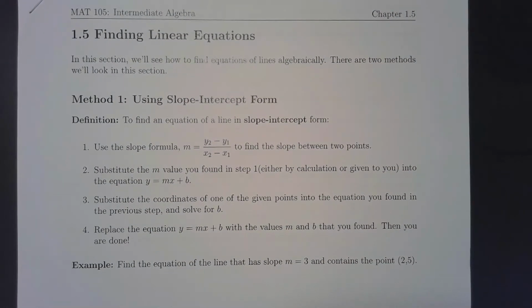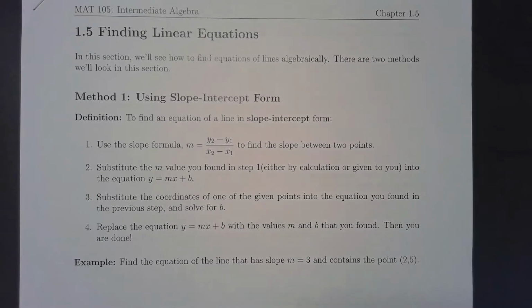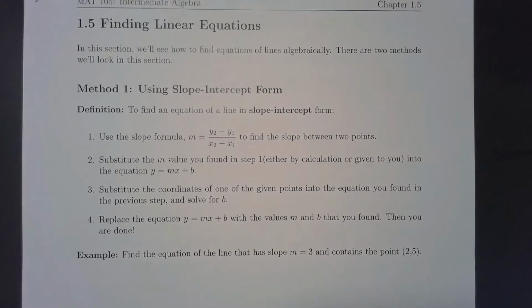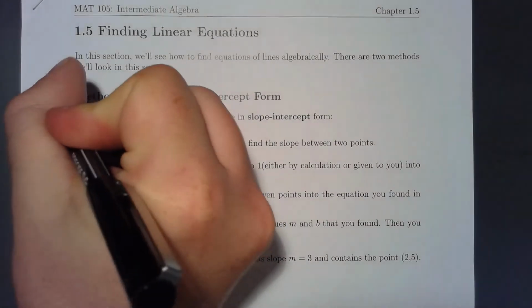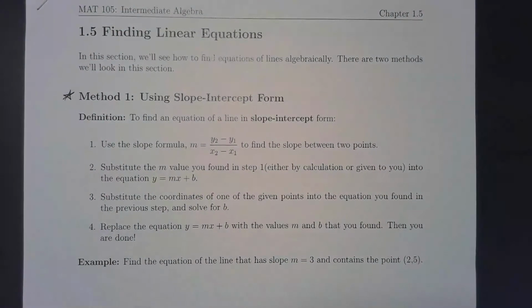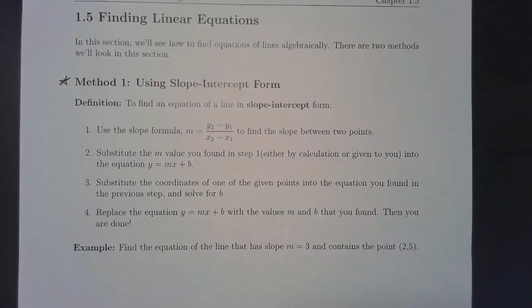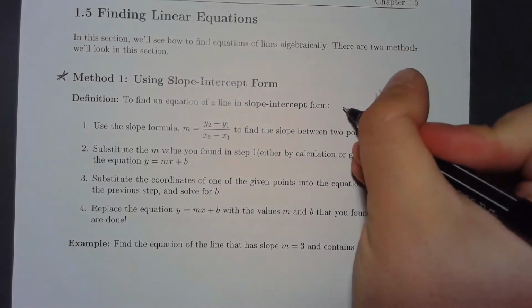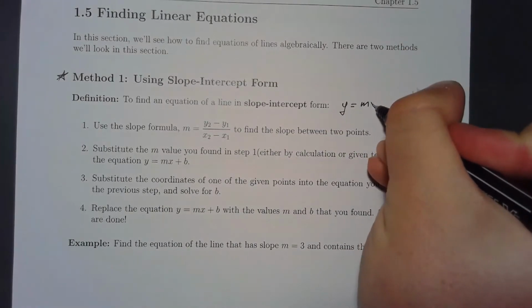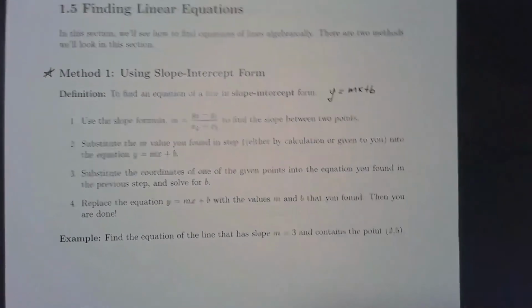So in this section, what we'll do is we're going to find some linear equations now. There are a few ways to do this, and either one is perfectly fine. The first one we're going to look at uses slope-intercept form, which is again y equals mx plus b.